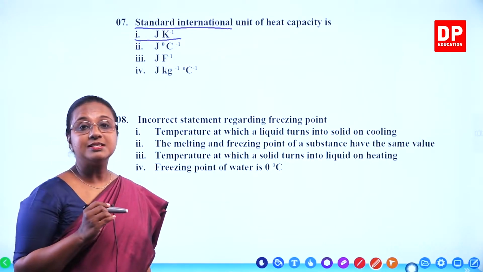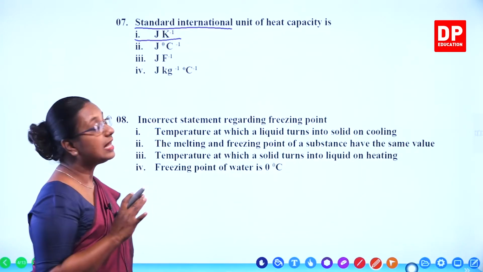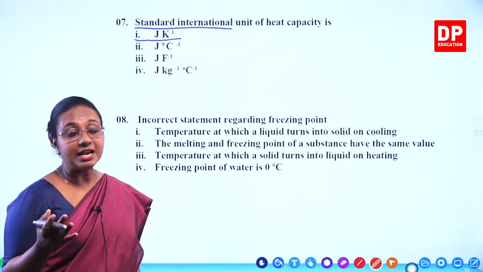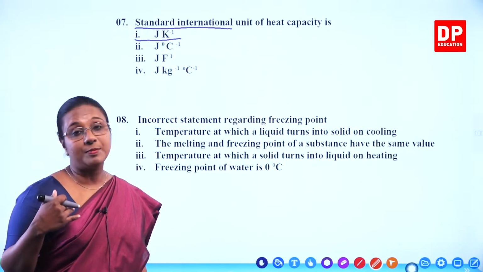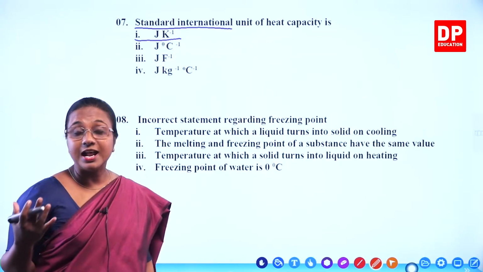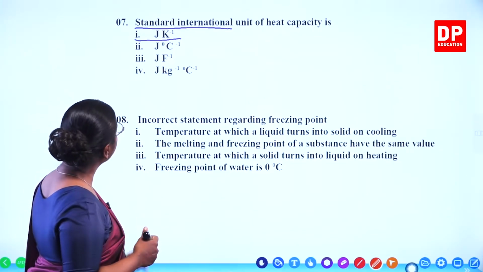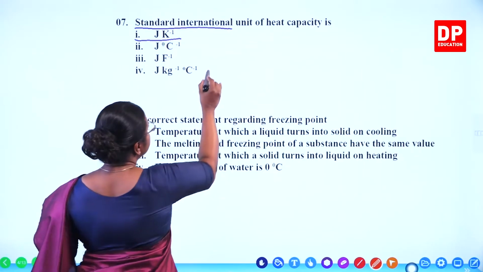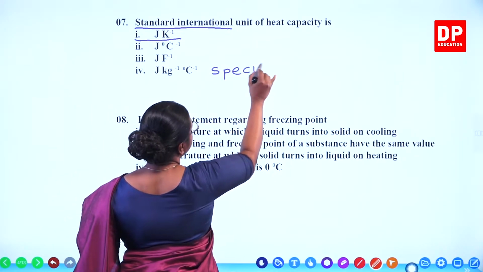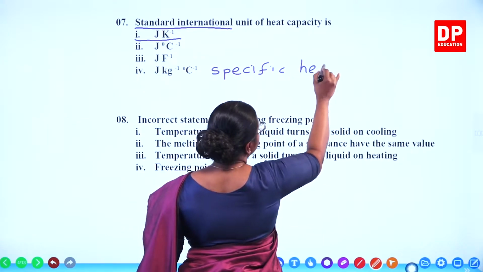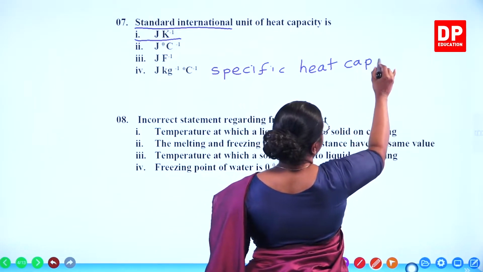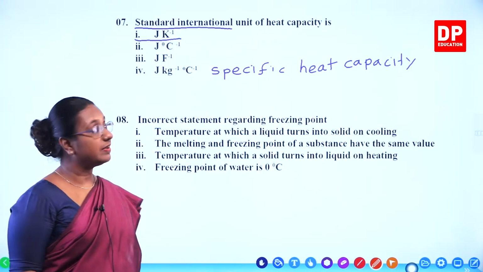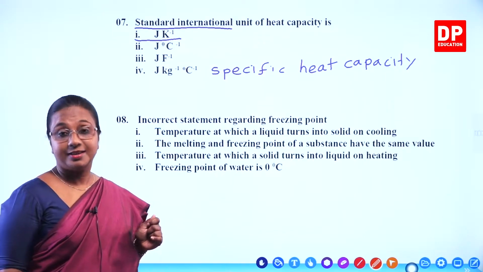Joules per degree Celsius, second answer, that is also correct, but that is not the standard unit. Joules per Fahrenheit, you can give it in that also, but that is not a unit that we commonly use. We don't use the Fahrenheit scale that commonly. And the last one, joules per kilogram per degree Celsius, that is the specific heat capacity, not heat capacity. This is specific heat capacity. So, we have selected the standard international unit of heat capacity, that is joules per Kelvin.